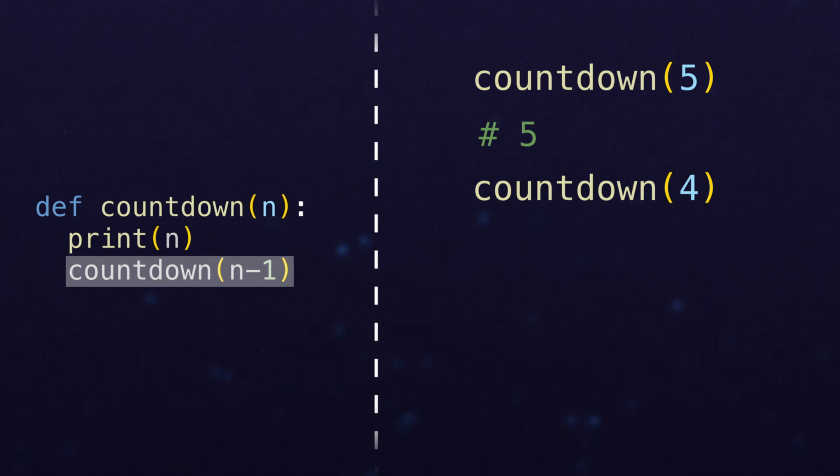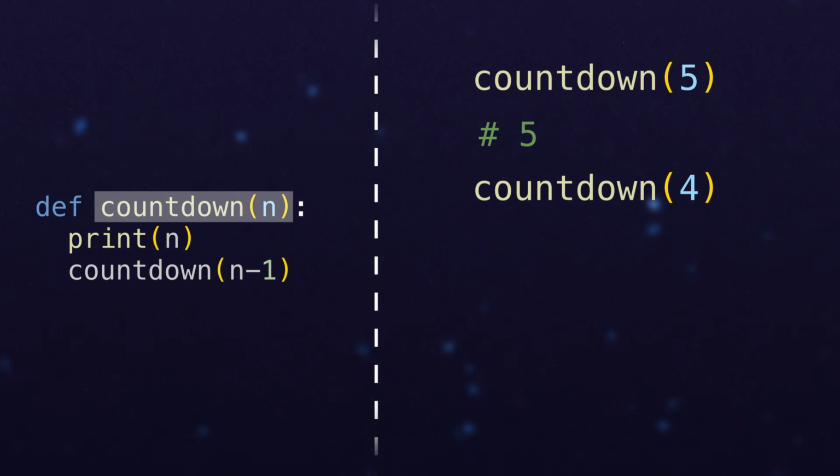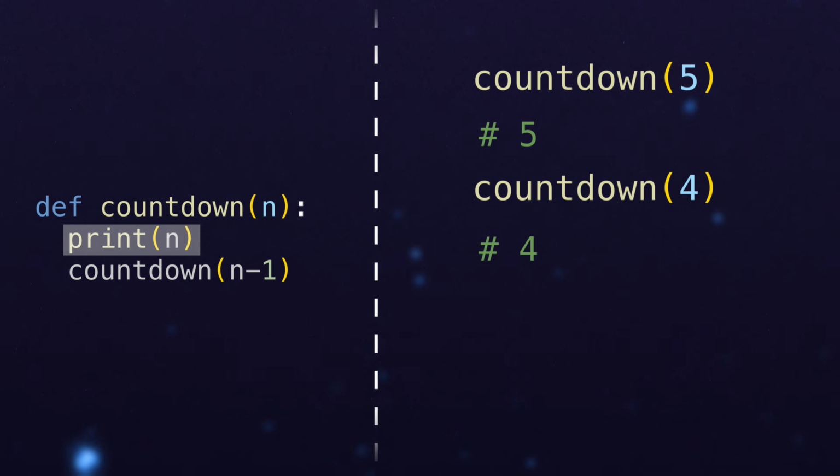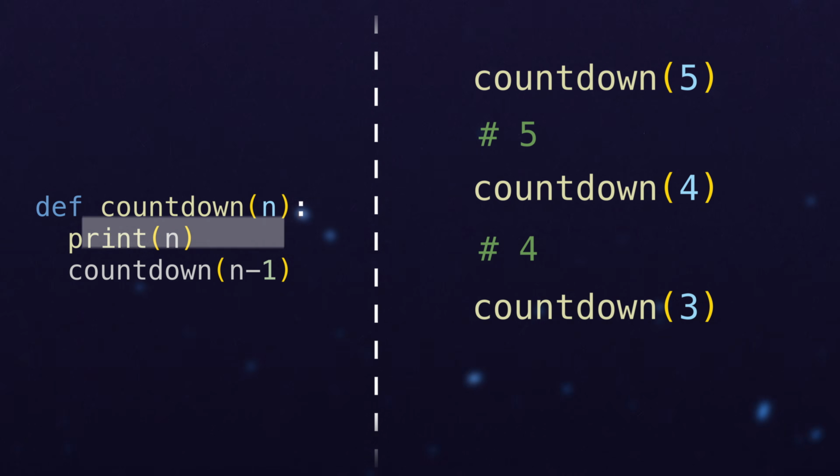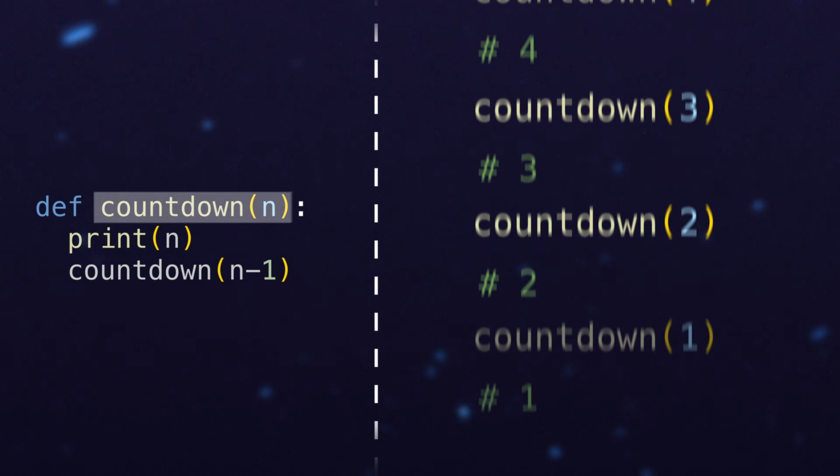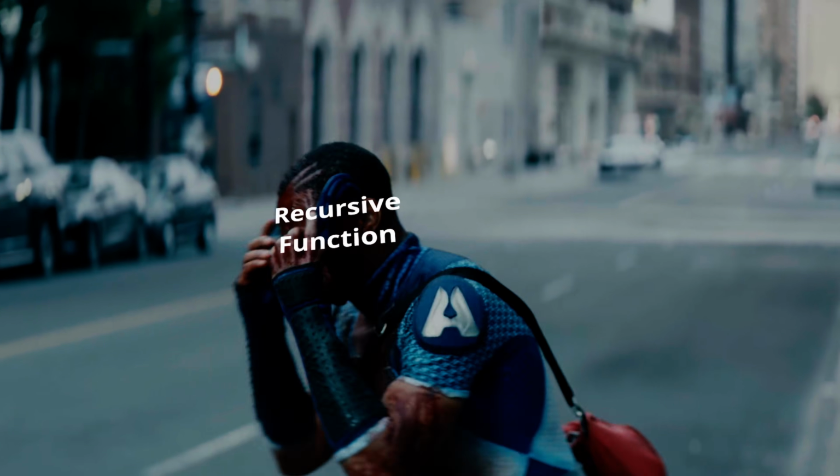So we go back to the top of the function. Now we'll print n, which is 4. Call countdown again, this time with 3. And on forever. So we've figured out the recursive part, but the problem is this function will never stop. It will keep calling countdown over and over and over, decrementing by 1 every time, even into the negatives. Countdown with -1, -2, -3.